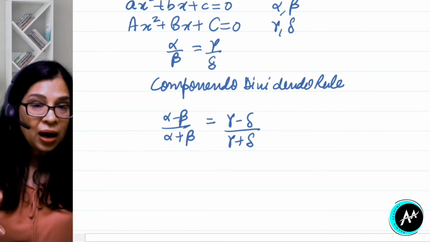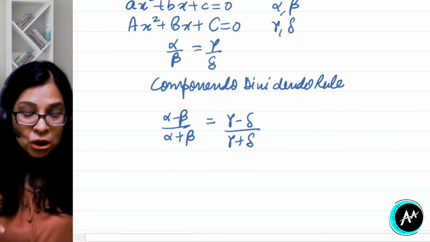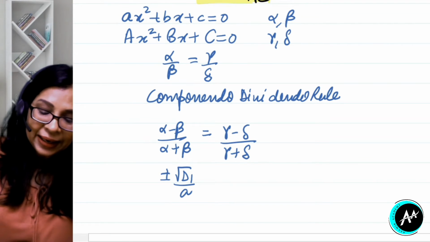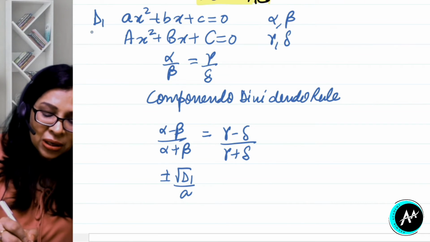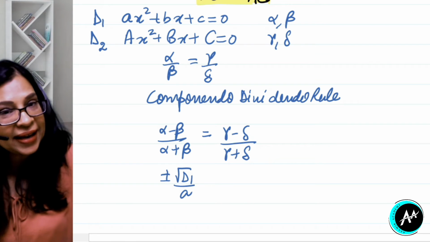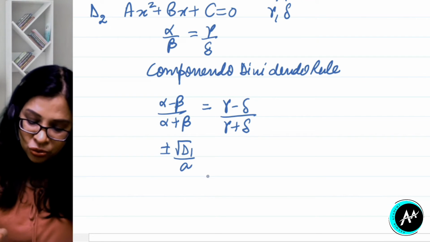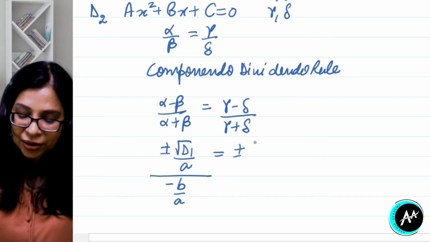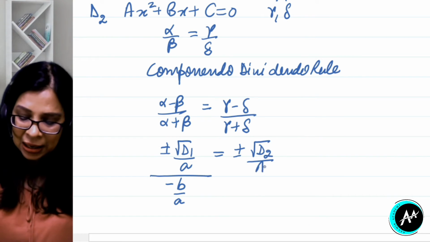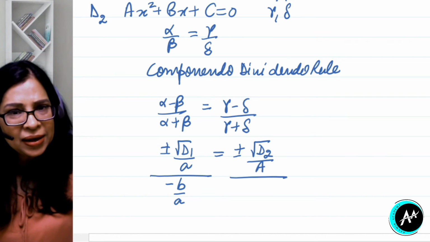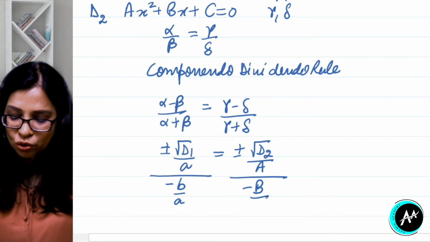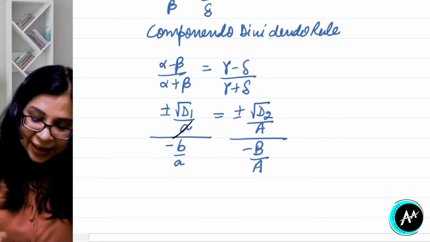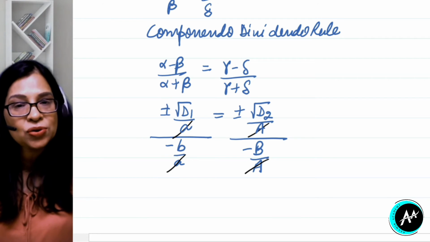Okay. Now look here, alpha minus beta means difference of roots. So what was the difference of roots? Plus minus under root of d1 upon a. Again, d1 is the discriminant of the first equation and d2 is the discriminant of the second equation. And what was sum of roots? Minus b upon a. Got it? So right side similarly, plus minus under root of d2 upon capital A and divided by gamma plus delta means sum of roots, which is equal to minus b upon capital A. Now observe one thing, that a is getting cancelled and this capital A is also getting cancelled.